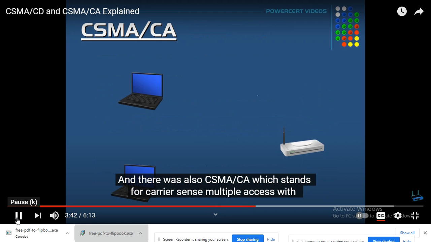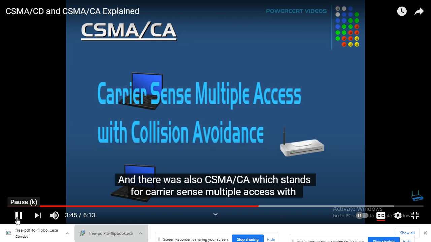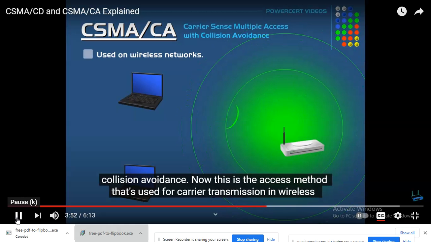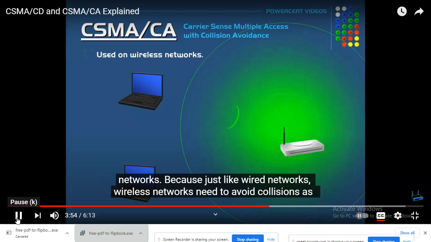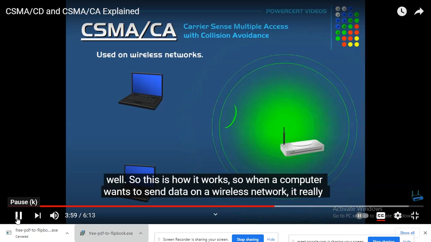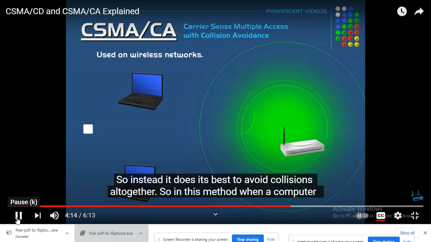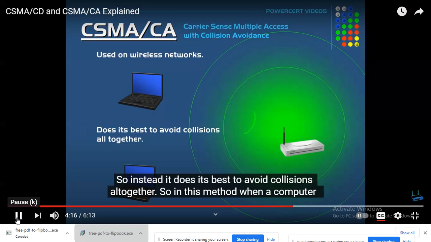There is also CSMA/CA, which stands for Carrier Sense Multiple Access with Collision Avoidance. Now, this is the access method that's used for carrier transmission in wireless networks, because just like wired networks, wireless networks need to avoid collisions as well. So this is how it works. When a computer wants to send data on a wireless network, it really can't sense if there are any collisions on the network because there's no cable involved. So instead, it does its best to avoid collisions altogether.